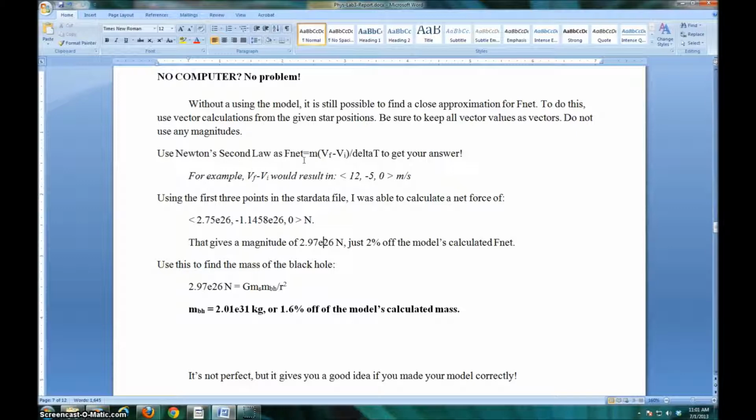We can use Newton's second law, and then we can use the law of universal gravitation to still come up with an answer. My answer, I got 2.01 times 10 to the 31st kilograms, which was 1.6% off the model's calculated mass. So it's not perfect, but it gives you a good idea if you made your model correctly.